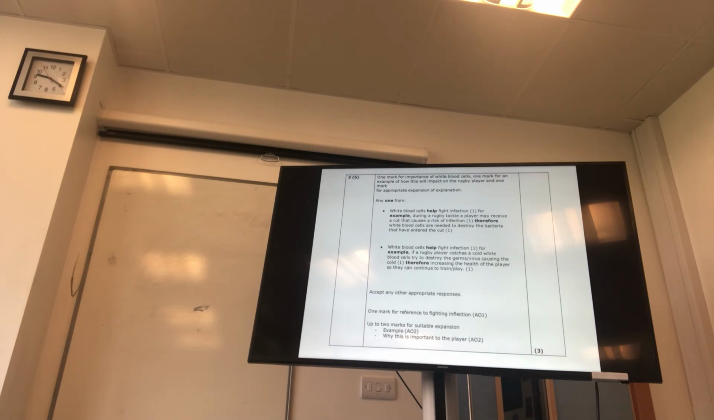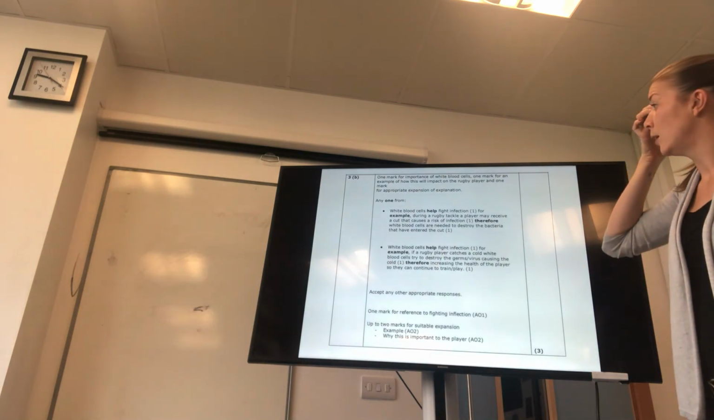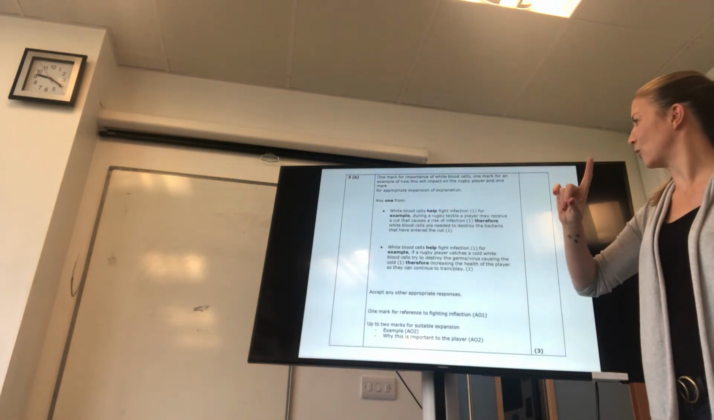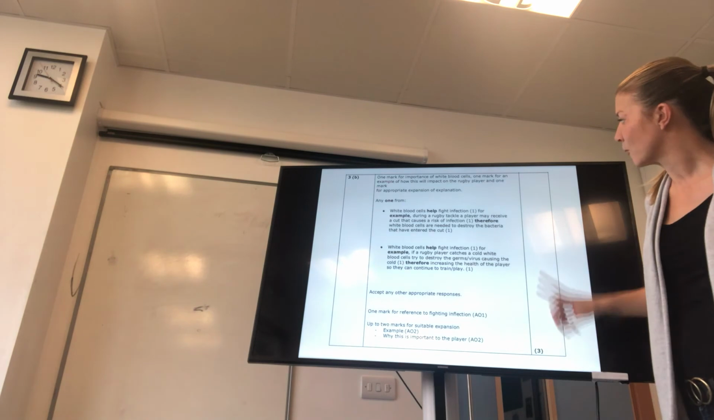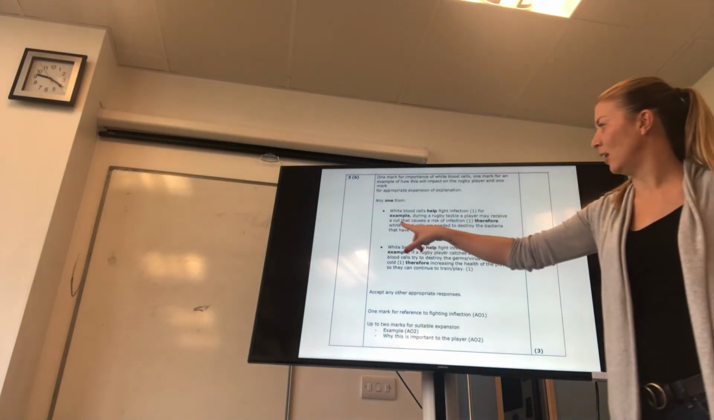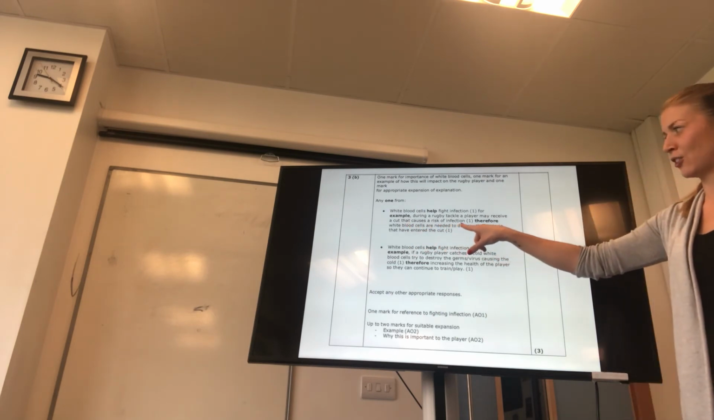Okay, so for 3B, where you get your marks from, so white blood cells help fight infection. So you got your 1 mark. It was only a 3 marker, wasn't it? Yeah. So we got 1. For example, during a rugby tackle, a player may receive a cut that causes a risk of infection.